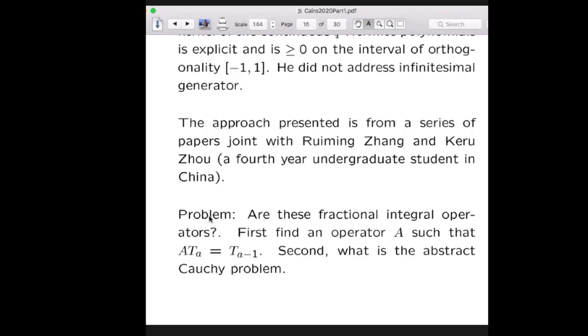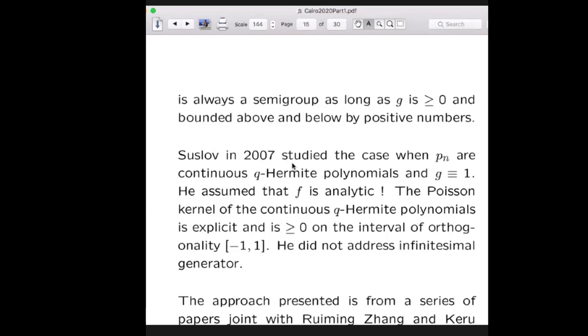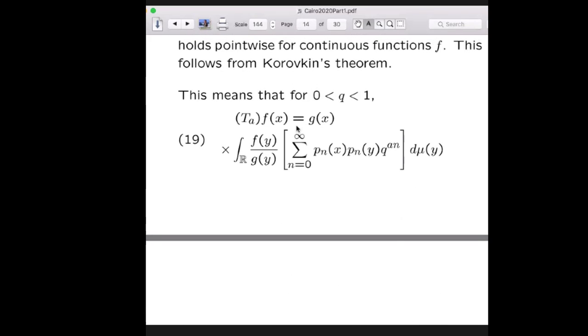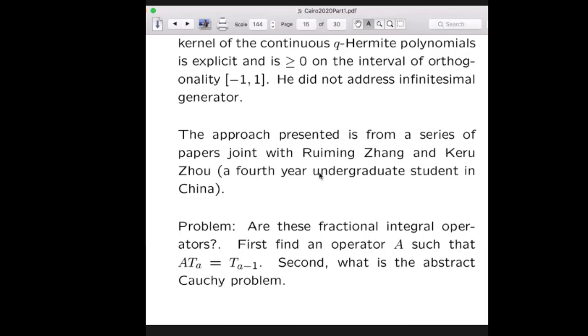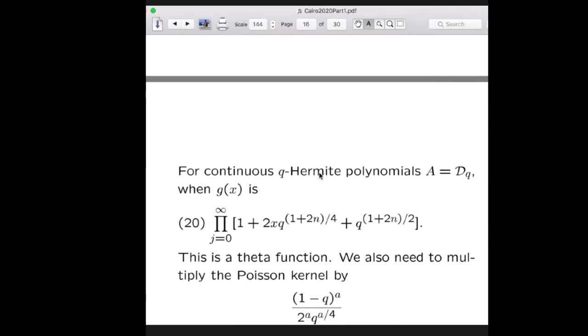Okay, so the problem is, after you do this construction, you want some sort of fractional integral operators to come out of this. So I want to find this operator that acts this way, with T_a being this one. Then what happens is, this is where the g comes in. So it's this function.